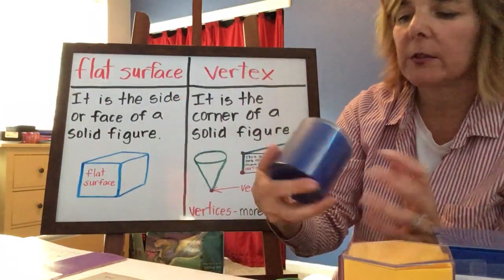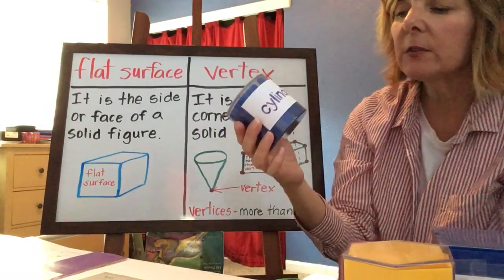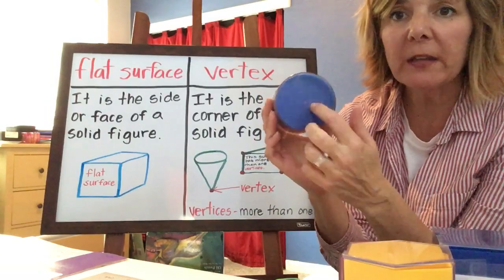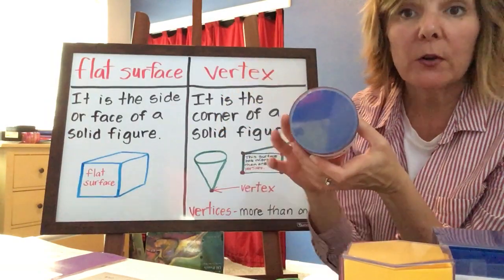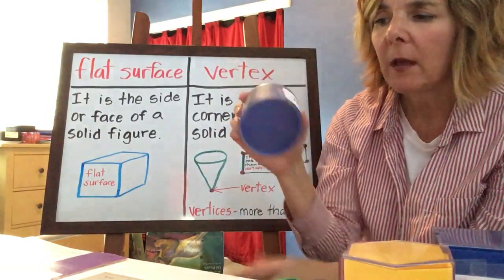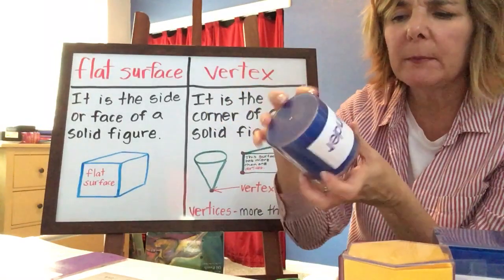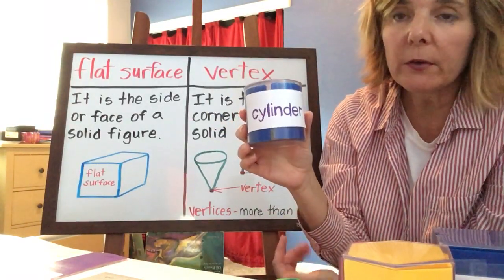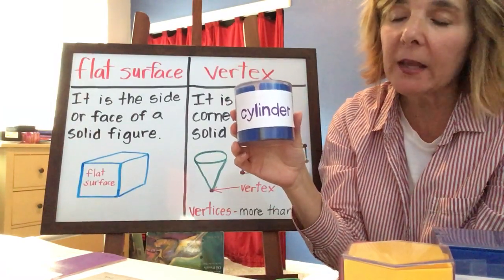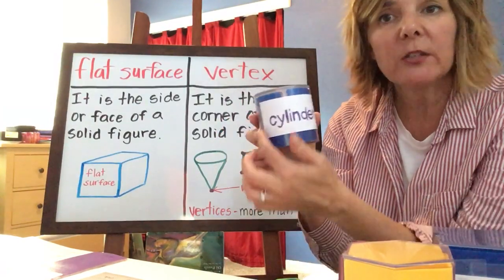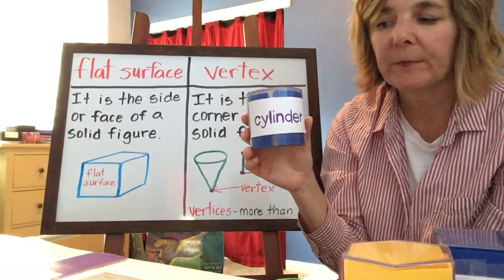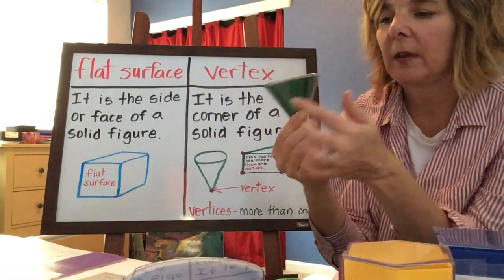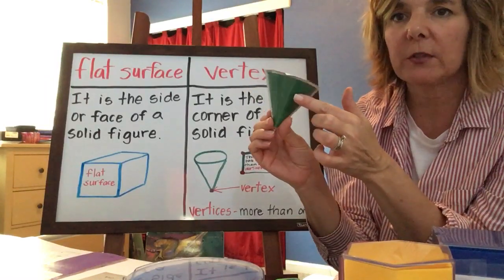Let's try the cylinder. Now the cylinder is unique because it has 2 flat surfaces that are circles on either end. But what do I call this space in between here where I've written the word cylinder? Well, I just call it a curve. I can't call it a side and I can't call it a straight line. It's a curved line. You'll notice the cone also has that kind of line, the curve to it.